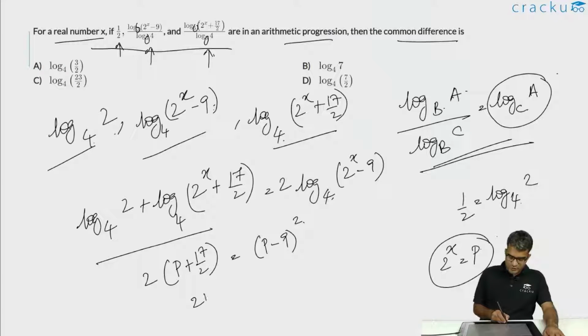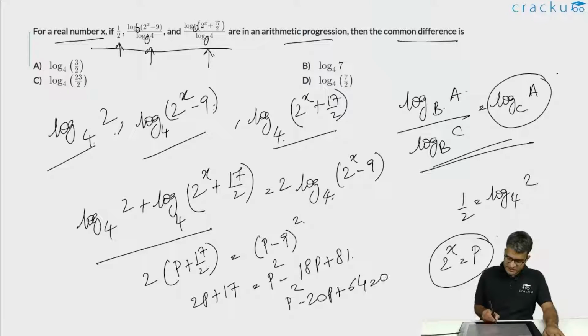This would imply that 2p plus 17 is equal to p square minus 18p plus 81, or p square minus 20p plus 64 is equal to 0. So, p is either 4 or p is 16. But you would notice that p cannot be equal to 4.